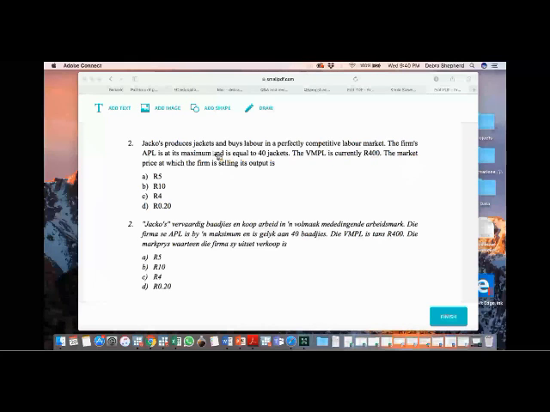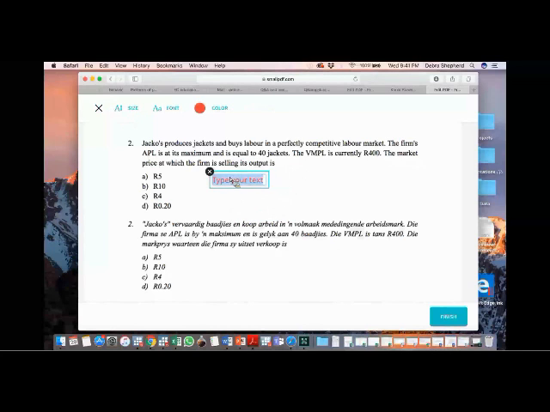We get given this question: Jack Hose produces jackets and buys labor in a perfectly competitive labor market. The firm's average product of labor is at its maximum and is equal to 40 jackets. Okay, so that's important information. Average product is currently at its max.